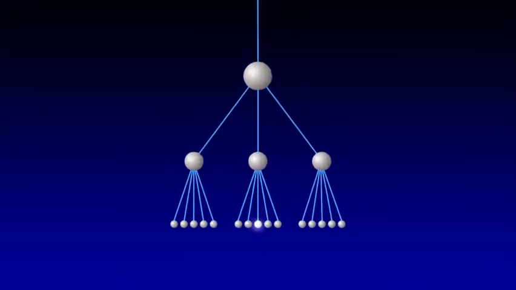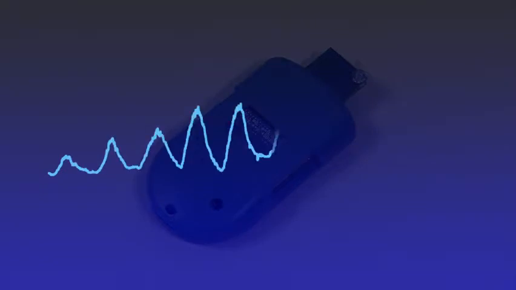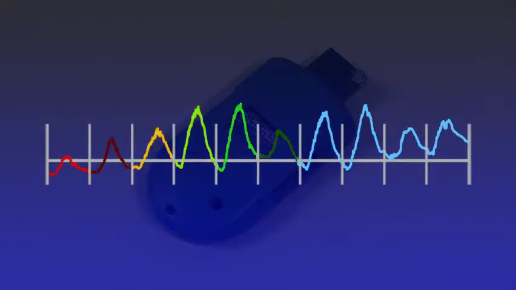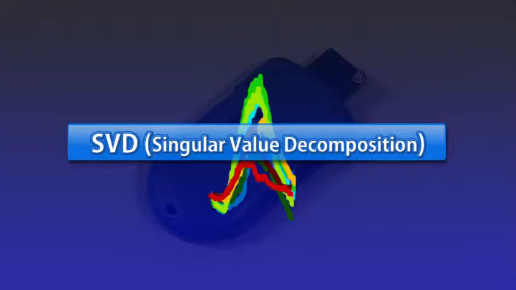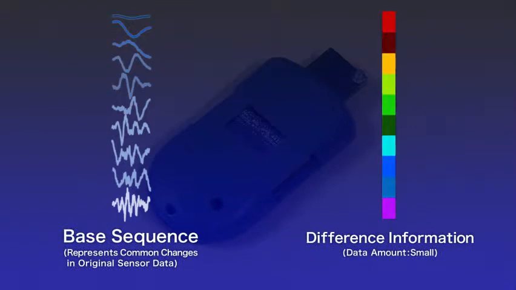In addition, much of the data at each sensor node possesses periodicity. Also, sensor data divided into periodic segments possesses similarity. By applying SVD to the data, they are broken down into base sequences that represent common changes in the original sensor data and difference information for each segment.